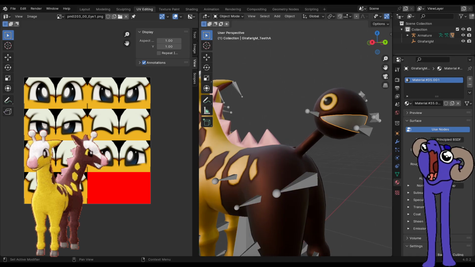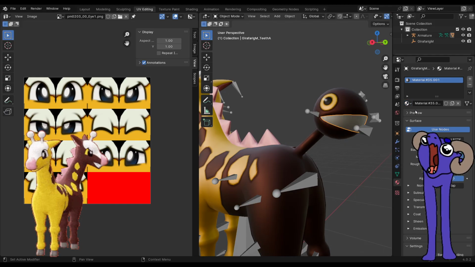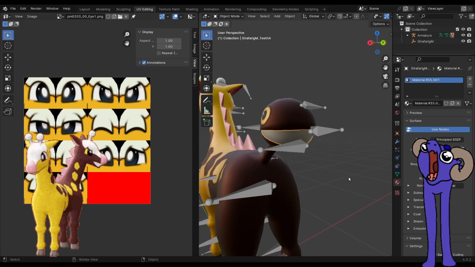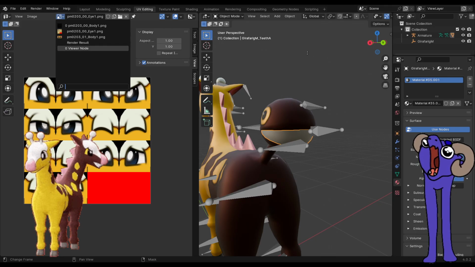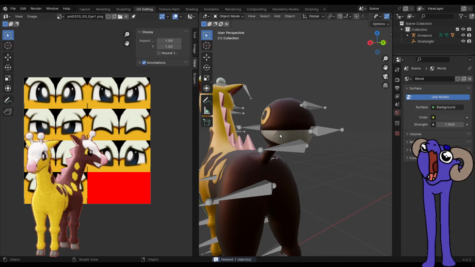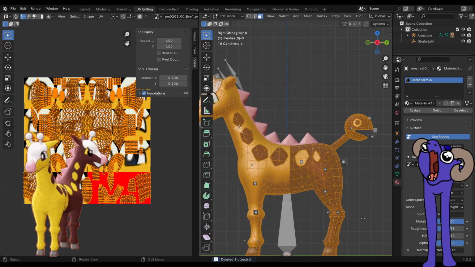Okay, so is there a specific teeth texture? There is not a specific teeth texture, so my best guess is that the teeth are supposed to be using this texture. Actually, it doesn't matter. You know why? We're going to be deleting these anyway, because we're not going to be using them. Because we're going to bisect this girafarig at the waist.